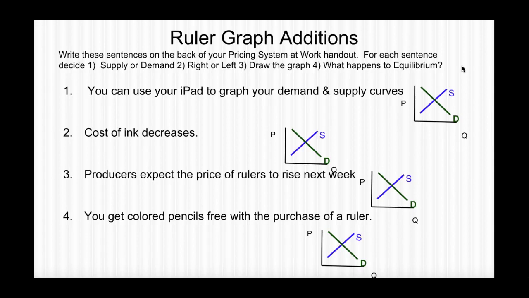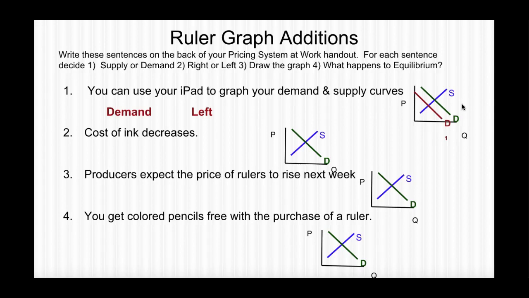But if I said that you could use your iPad instead of a ruler, would you need your ruler? No. So what factor is that? That substitutes for a consumer. That's related goods, so that's a demand issue. And if you could use the iPad instead of a ruler, that's going to cause your demand to shift to the left. So when you're drawing your graph, it's going to look like this. There's my demand left shift.